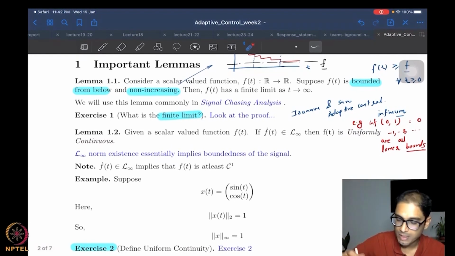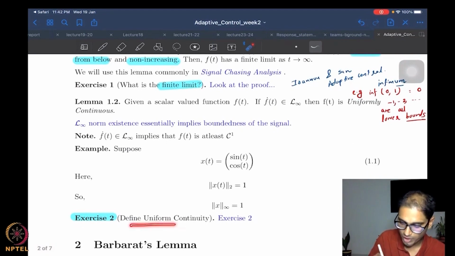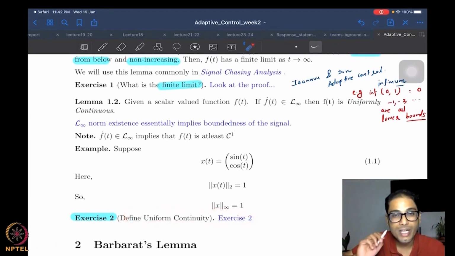It means that the continuity is not affected by time. That is the argument itself. But I encourage you to look at this definition, write it up, and understand it, because we will be regularly using this.